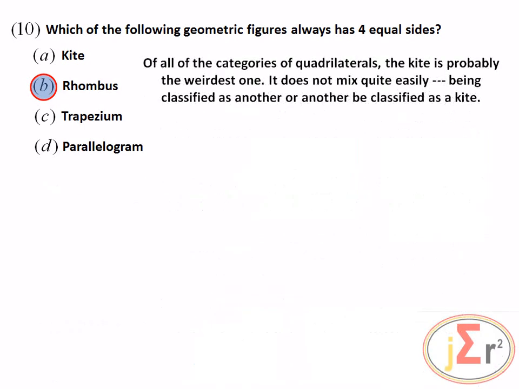Of all of the categories of quadrilaterals, the kite is probably the weirdest one. It does not mix quite easily, being classified as another or another being classified as a kite. We do not have other popular quadrilaterals that are capable of being classified as a kite or a kite being able to be classified as one other. So it is the weirdest one. It is the furthest one out.